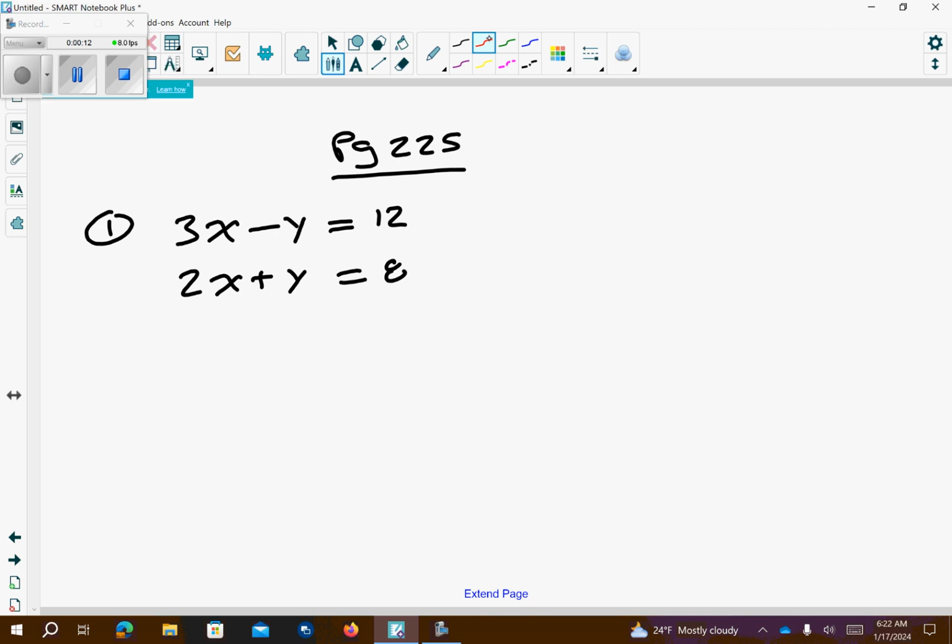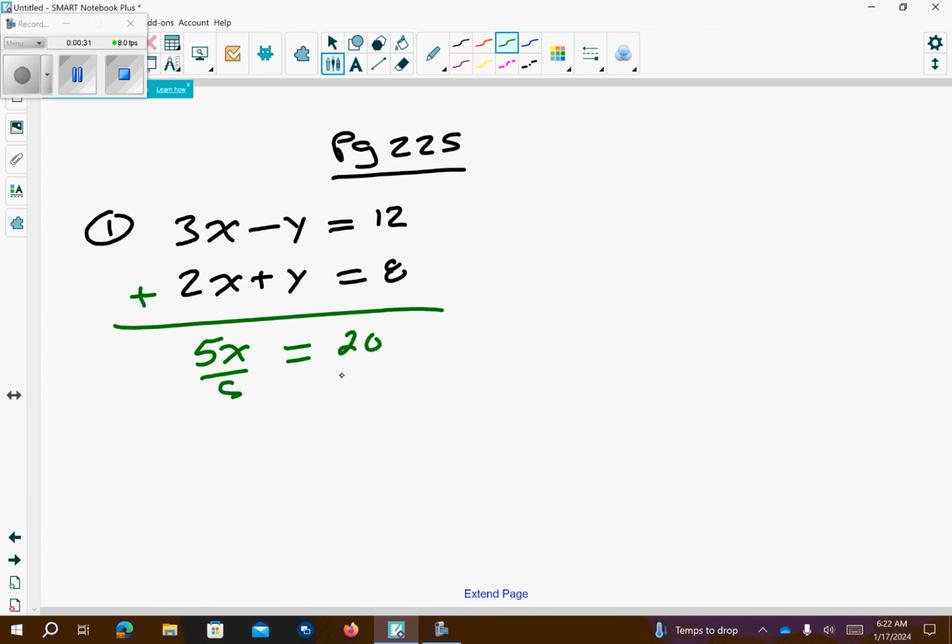We're going to go over page 225, which I assigned. Remember, we're doing elimination, which means as of right now, if we add these two equations together, I get 3x plus 2x, which is 5x. The y's cancel each other out, and then 12 plus 8 is 20.